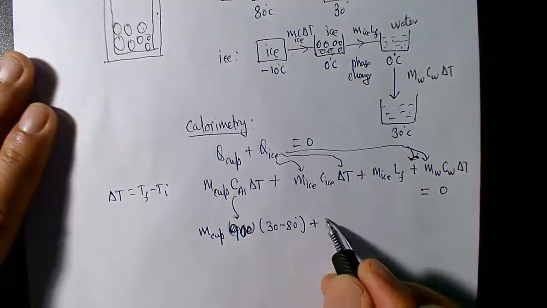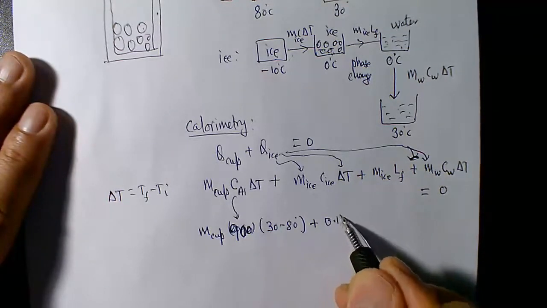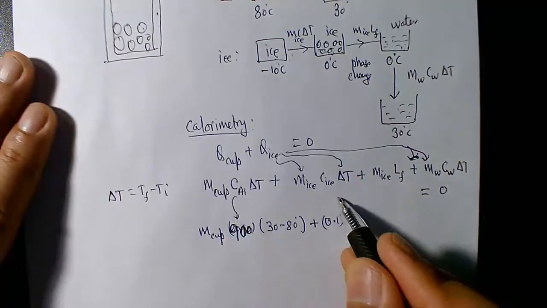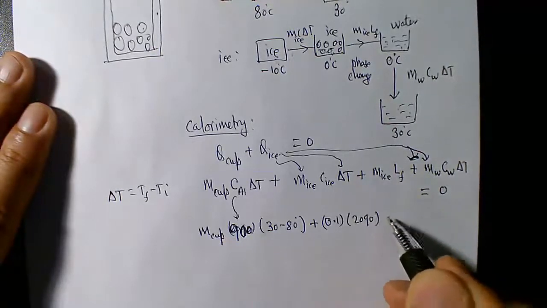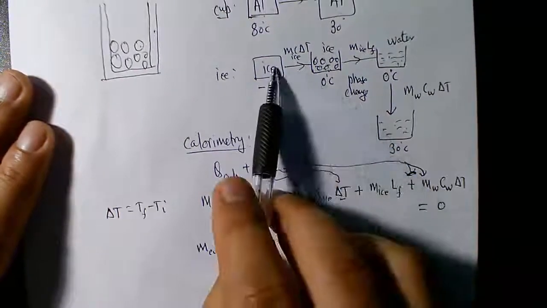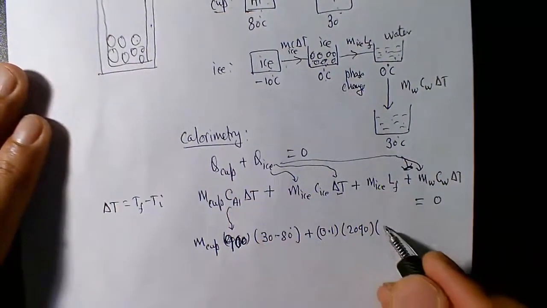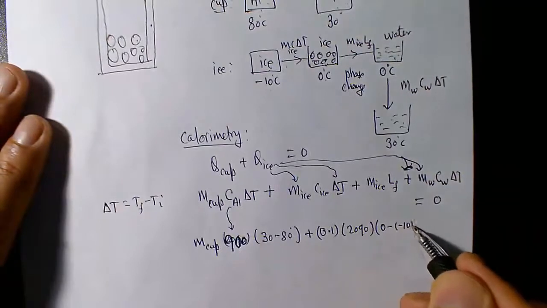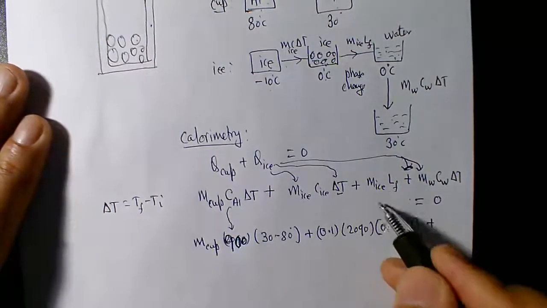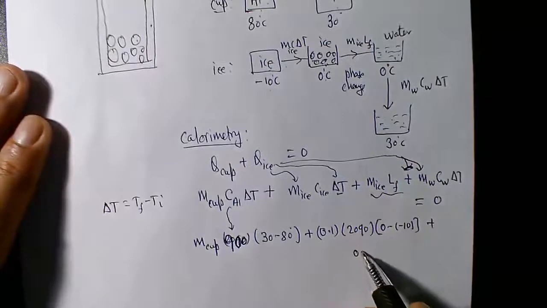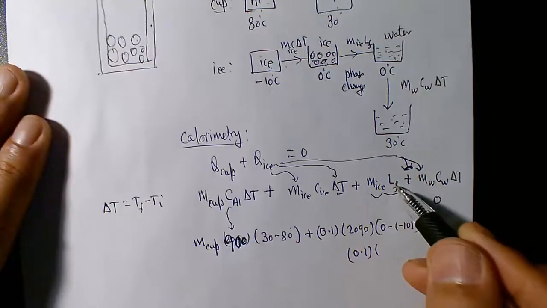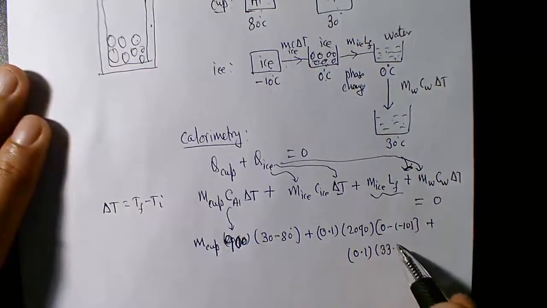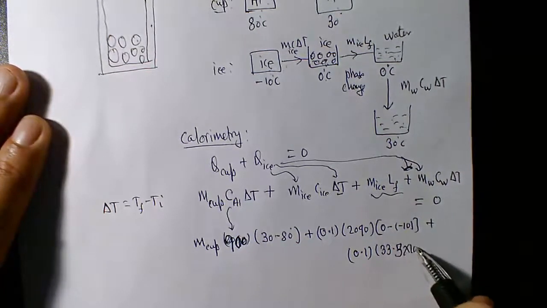Plus mass of ice, which is given. So mass of ice, 100 gram of ice, so 0.1 kilogram, because we want to calculate everything in the standard unit. C of ice, which is the specific heat capacity of ice, is 2090, again from the table. What's the change in temperature from here to here? So 0 minus negative 10, 10 degrees basically. Plus now this, mass of ice, which is still 0.1, and this is the specific latent heat of fusion of ice, which is from the data again, 3.33 times 10 to the power 5.